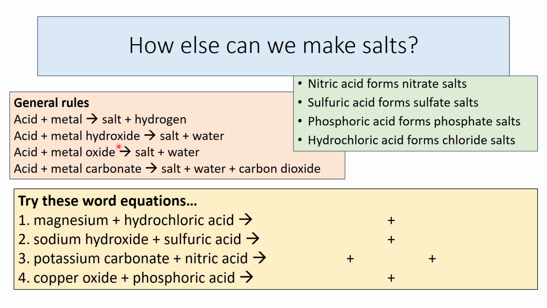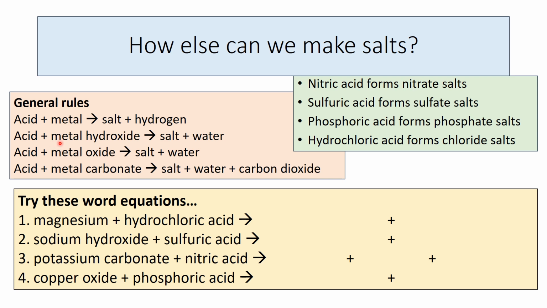Metal hydroxides are a special class of base known as alkalis because they dissolve in water. Metal oxides tend to be insoluble, so are described as insoluble bases. And that's the only difference between these two substances. They both react with acids, but metal hydroxides dissolve, whereas metal oxides do not.